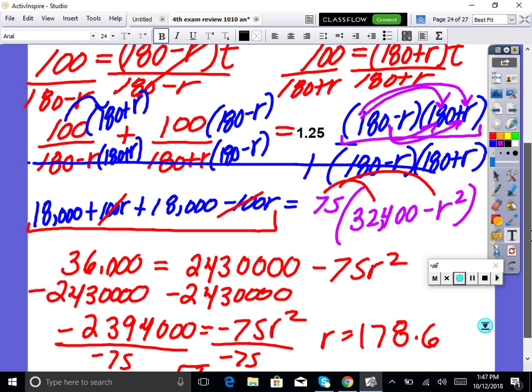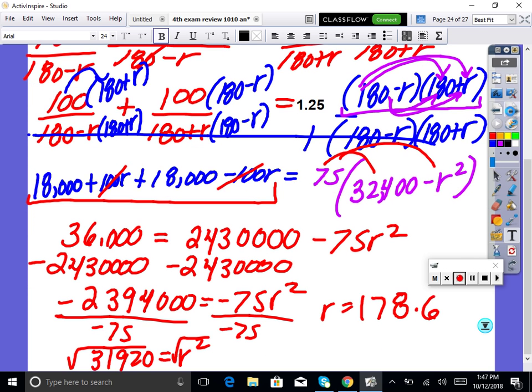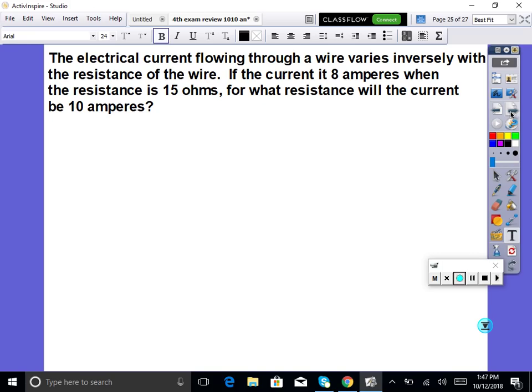But really, it's the same calculations, except it'd be 1.25 times that and 1.25 times r squared. So the answer would have been correct. Okay, so we're almost done here.